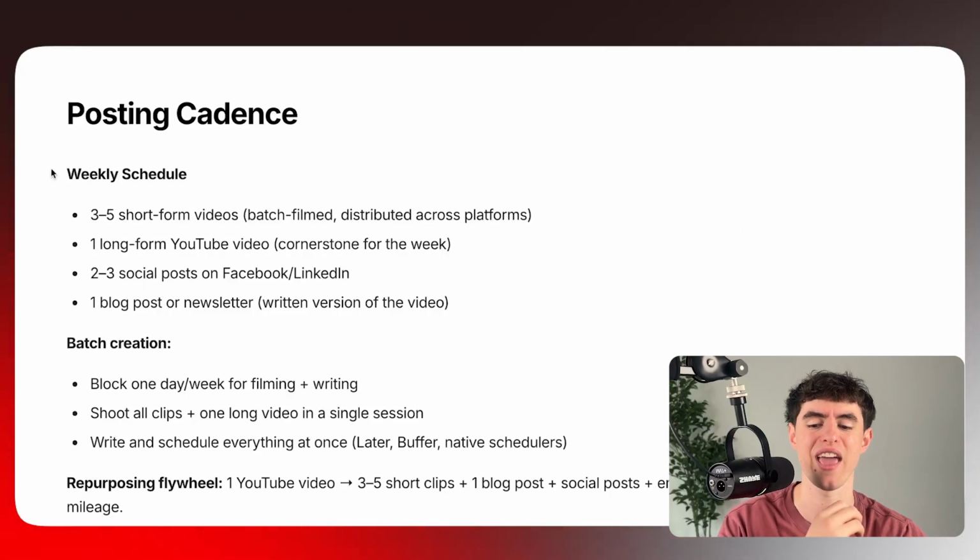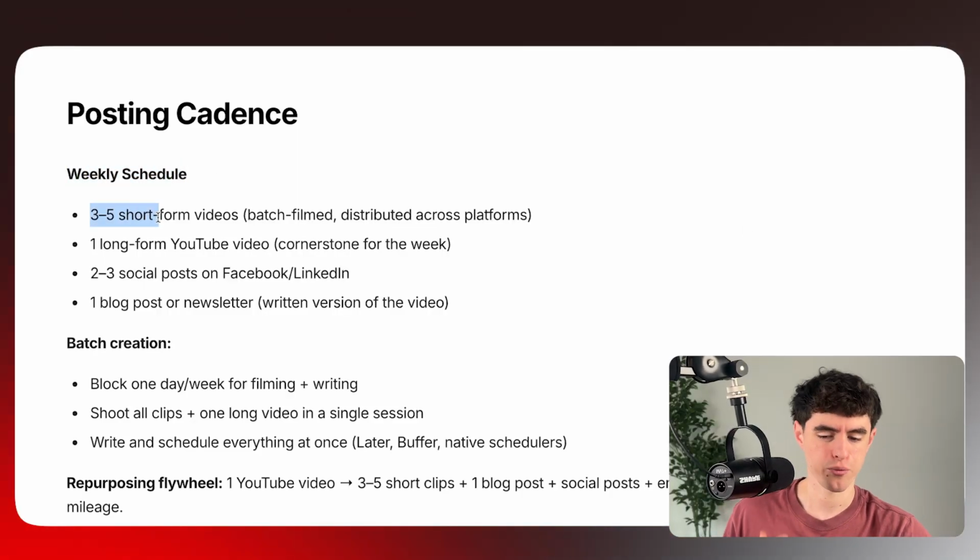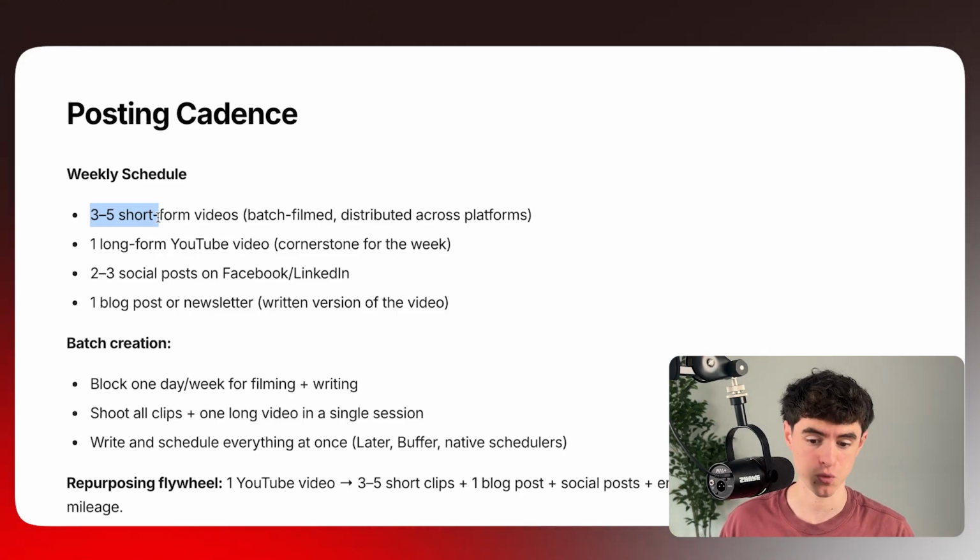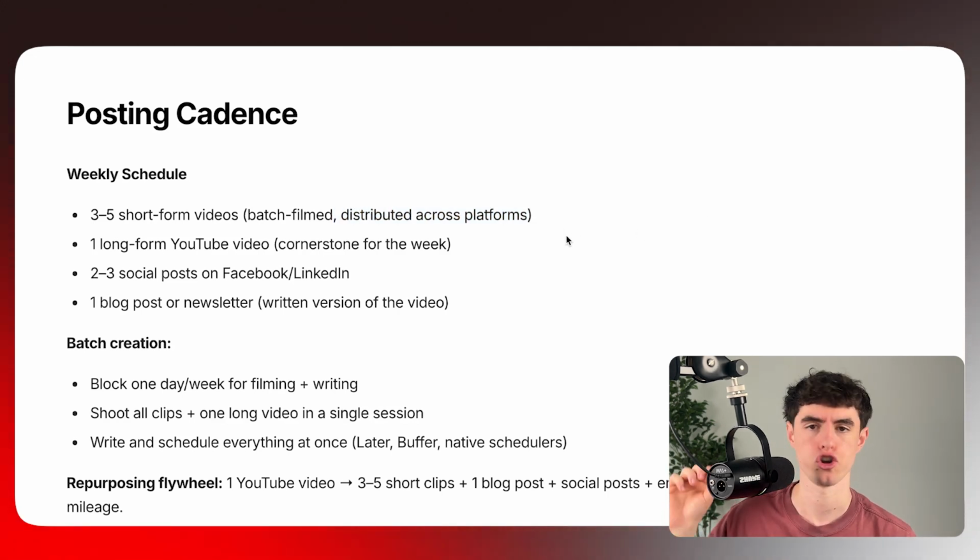Now, the cadence of posting is another thing that I hear all the time on how to actually execute and get this done. And what I suggest you do is have a weekly schedule. So 3 to 4 short form videos minimum is what I would do. You can batch film these, or you can take these from your long form content and distribute them across every single platform. This is where you're going to get the most amount of reach, in your short form videos. Then have one long form YouTube video.